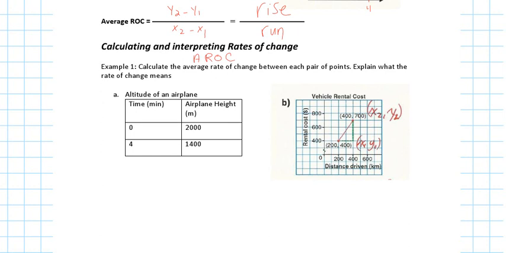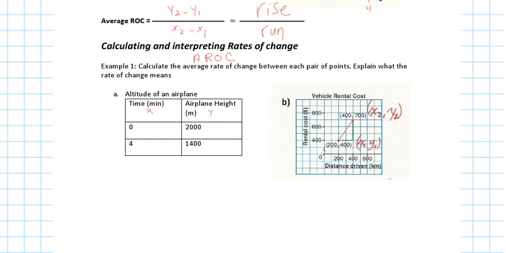So I have the altitude of an airplane. I have time and I have the airplane height. Which one represents X, time or height? Time represents your X, right? So this is your X, this is the Y. Now which one would you say is X1? Now you have to label it, right? So you can pick one, and then this is going to be, let's say, X1, Y1, and this is going to be X2, Y2.